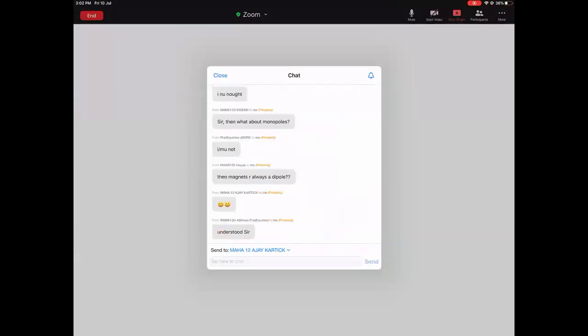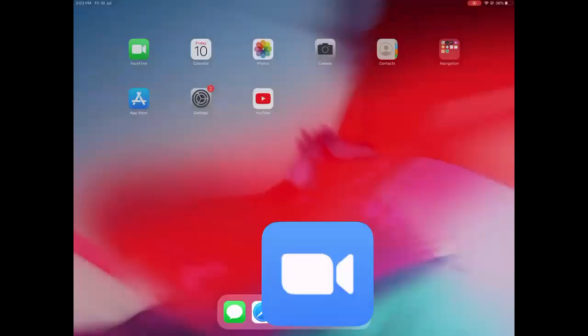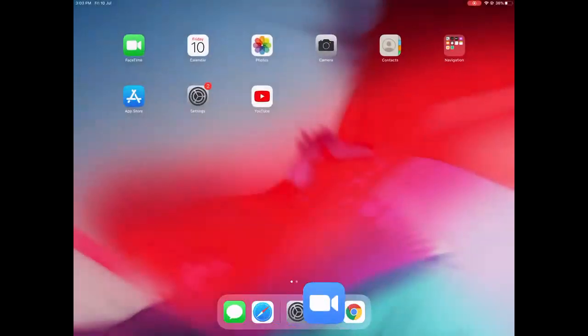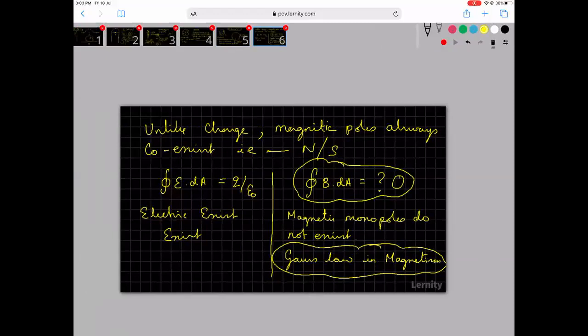Yeah, so that is why magnets always have dipoles. You don't get a magnetic monopole. Always you have a dipole depending on how you look at it. So if you are looking at it from one side, if it looks like a north pole, the other side will look like a south pole. Okay. So this is Gauss law in magnetism.